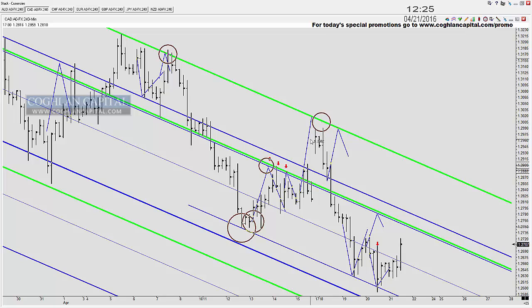Reverse back to the upside, and again, as we took out this resistance to the upside, the next place to look for resistance is obviously going to be in this area here. So again, we pop up, we hit that resistance, reverse back to the downside.